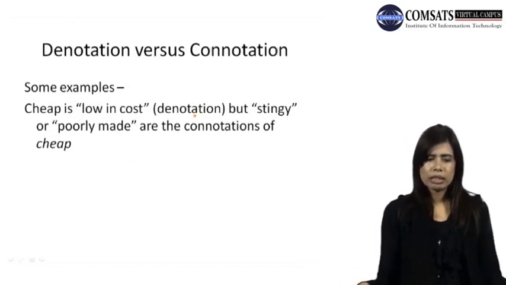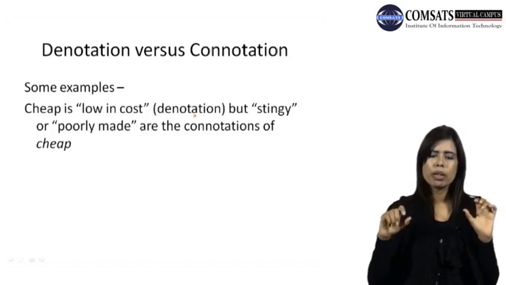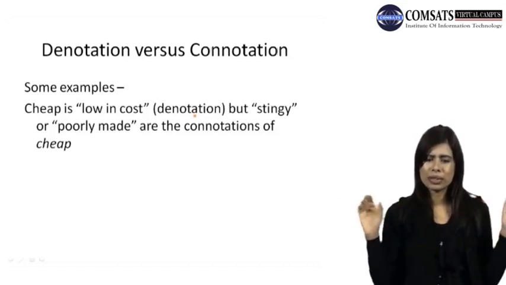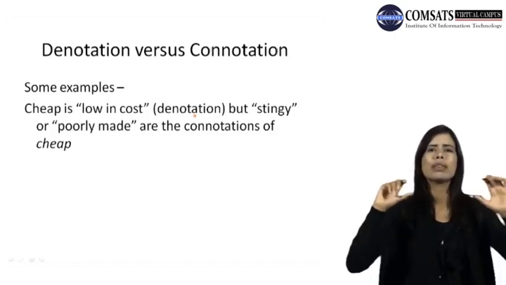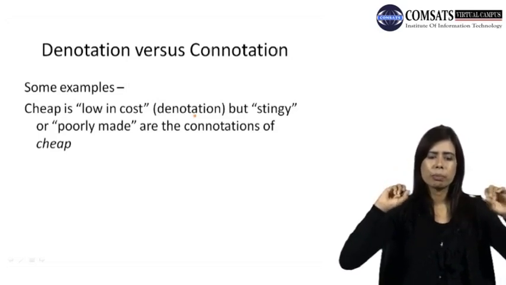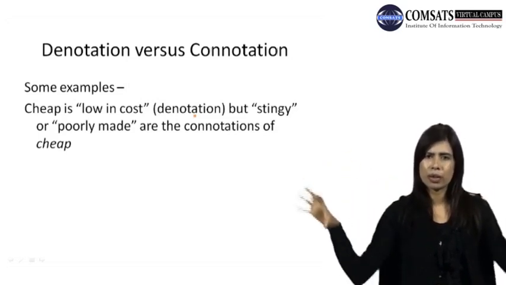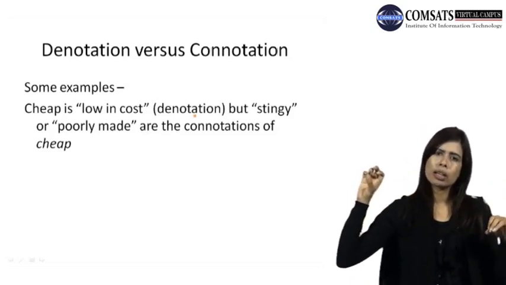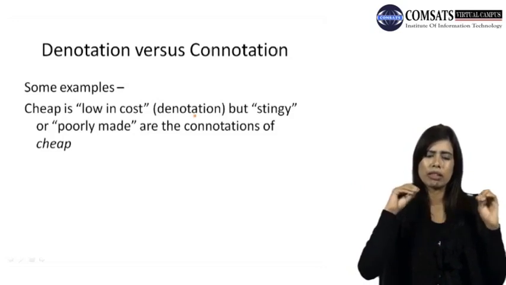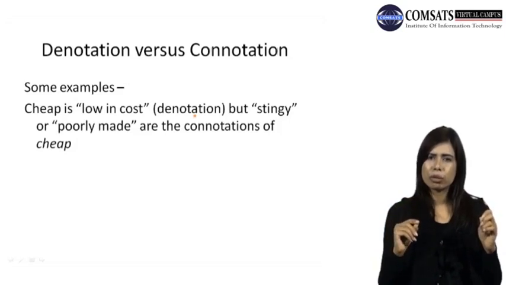Denotation versus connotation. Some examples: cheap is low in cost. This is denotation, the dictionary or literal meaning of the word cheap. Cheap is something which is low in cost, low in standard. But stingy or poorly made are the connotations of cheap. When you say poorly made, that is a connotation of cheap, like the experiences or cultural things involved in a particular thing. The thing which is poorly made, that is cheap. So this is the connotative meaning of the word cheap.